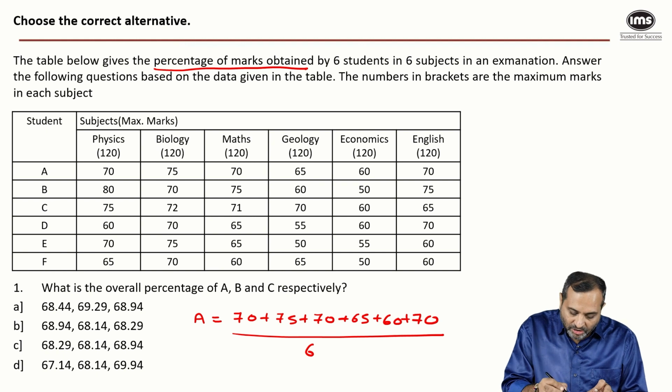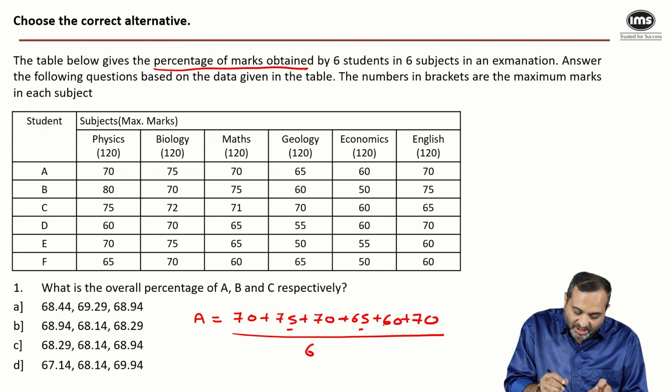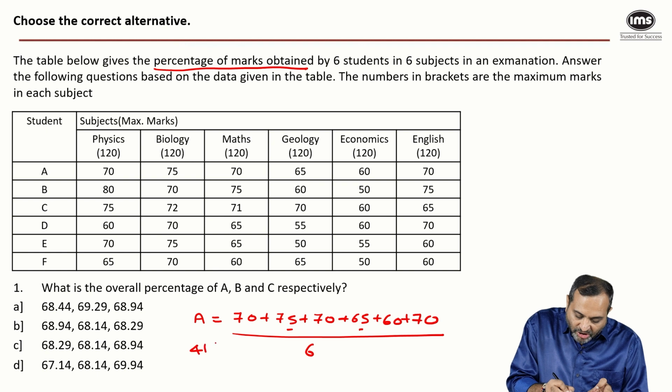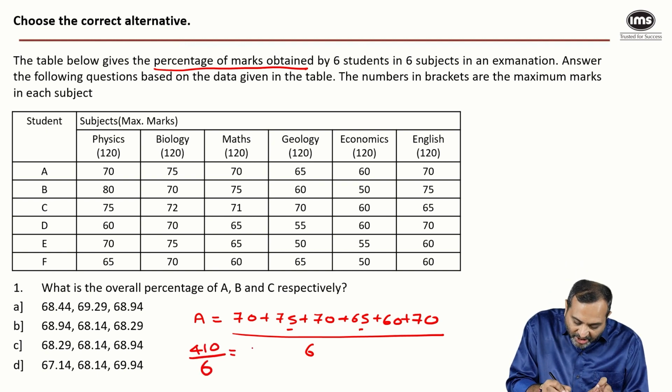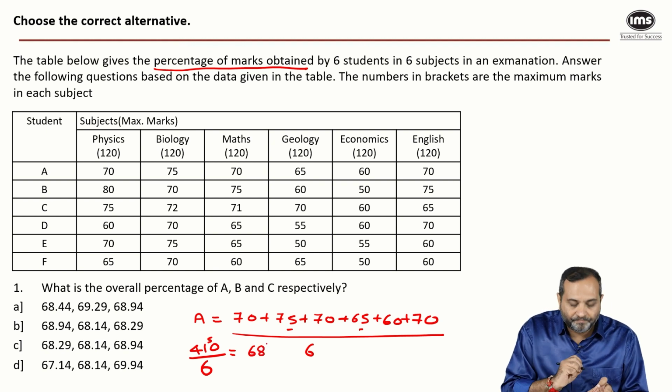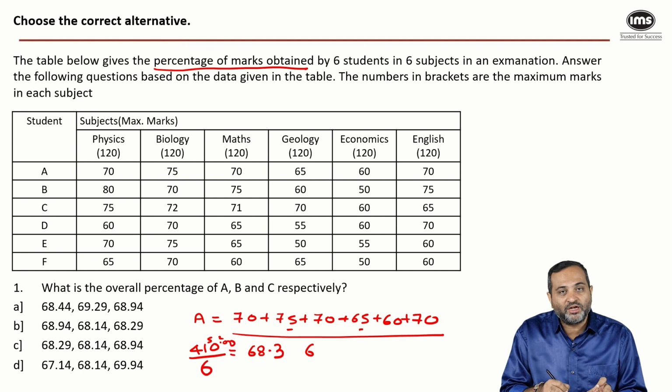Let's do this calculation. There are 4 70s, so that makes it 280. This 5 and this 5 will make it 290. Plus 60 will make it 350. Plus 60 will make it 410. So this is 410 upon 6. What is 410 upon 6? 6 6s are 36, 6 8s are 48. Do you see, I am getting 68.3.